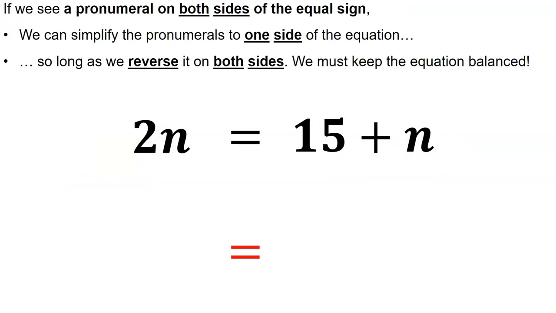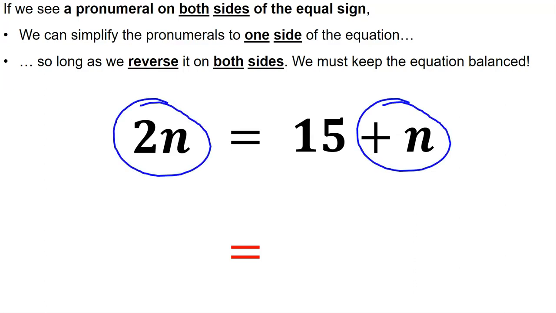If we see a pronumeral on both sides of the equal sign, we can simplify the pronumerals to one side of the equation. So that's the first thing I'm looking for. Get the pronumerals to one side of the equation. So how do we do that? Well, we can use the balance method. As long as we reverse it on both sides, as we've been doing, then we keep the equation balanced.